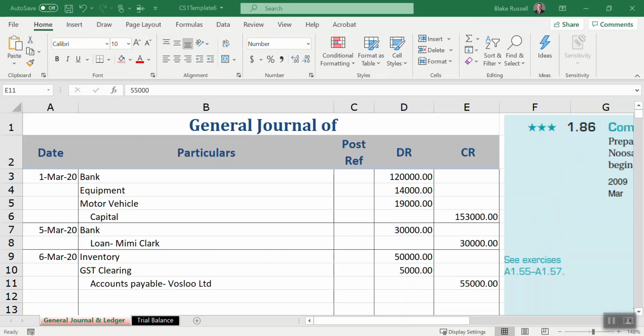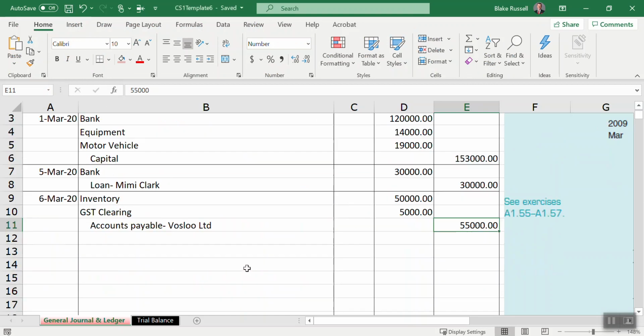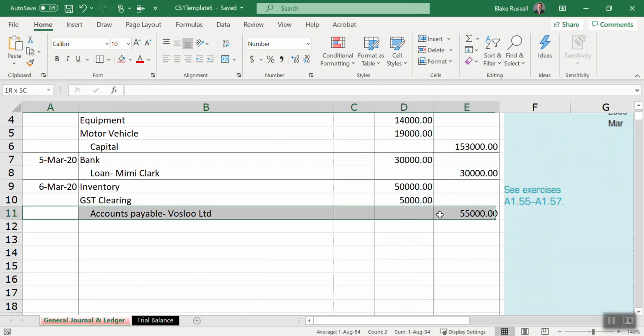Go back. Let's keep hitting save. All right, that one's done.